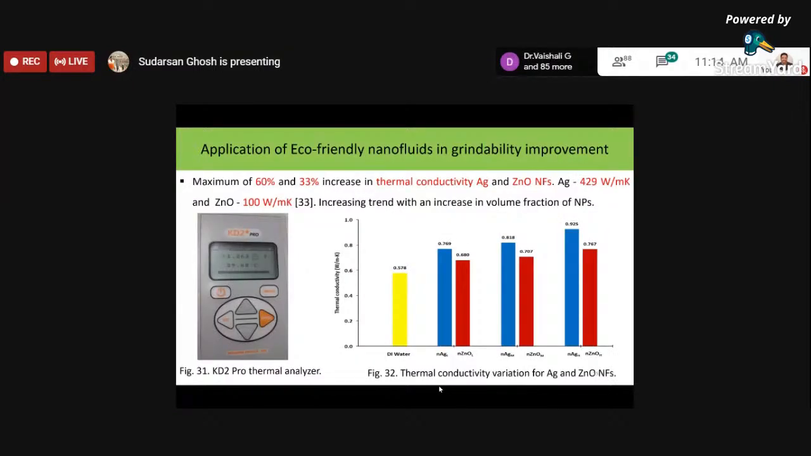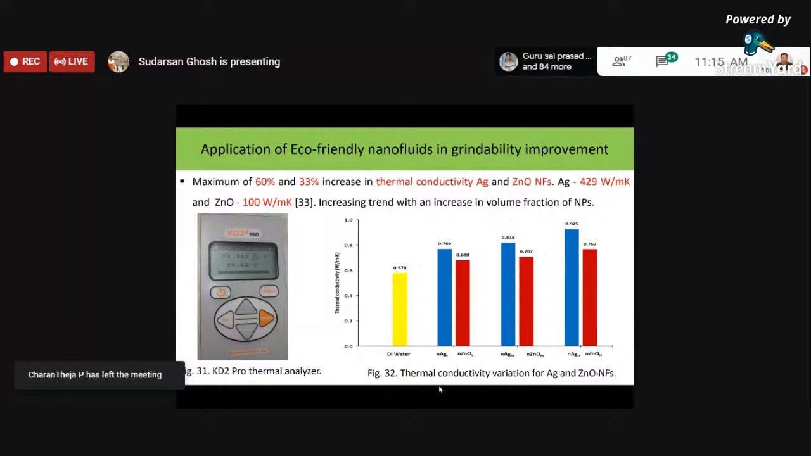Now, the thermal conductivity. We have seen that thermal conductivity, which is the heat carrying capacity, has to be high for metal cutting fluids. So if we want to use the nanofluids as a metal cutting fluid alternative, the heat carrying capacity has to be high. Now, one way of determining whether the heat carrying capacity of the fluid is high or not is to measure its thermal conductivity.